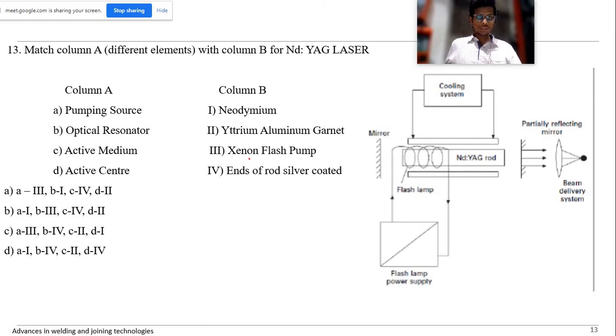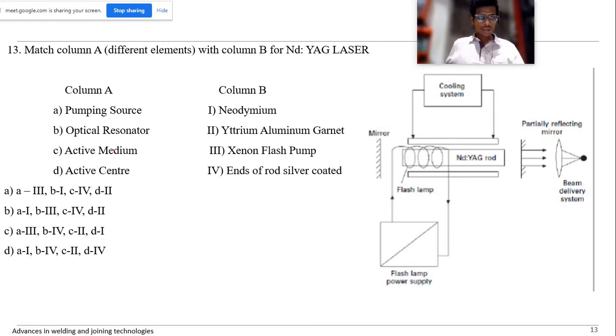So pumping source is like C, yeah, correct. Pumping source is the xenon flash pump, optical resonator is B, and the ends of the rod are silver coated. Active medium. I don't know what you texted, C or B. I think the answer is C.